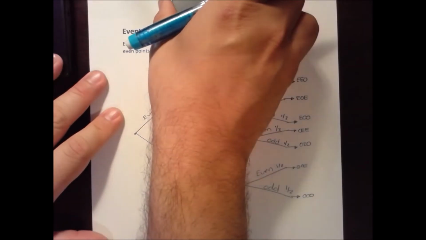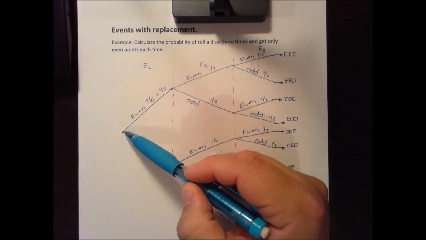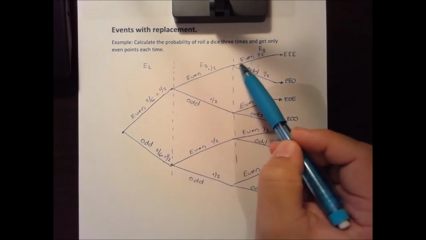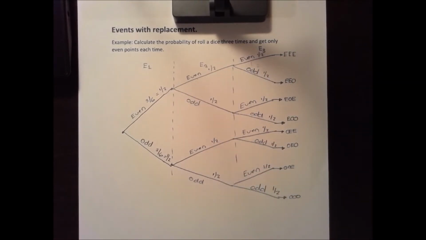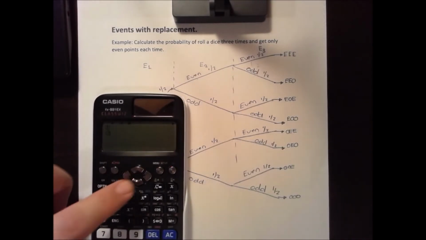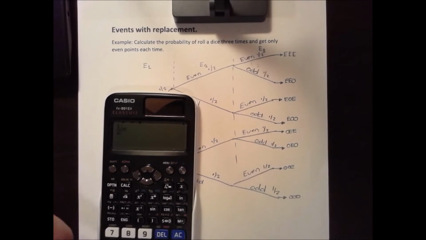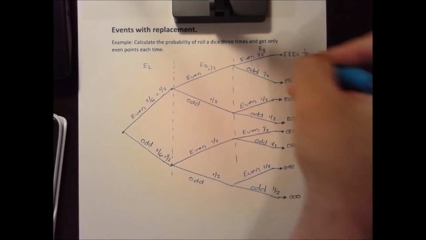Now, the thing that we need to do is to calculate the probabilities. And this is going to be very easy. Just multiply the even, even, even probabilities. Okay? For example, in the first one, it's going to be 1/2 times 1/2 times 1/2. So you are going to have 1/8. So the probability here is going to be 1/8.